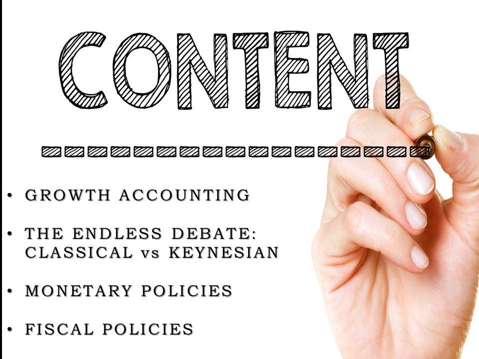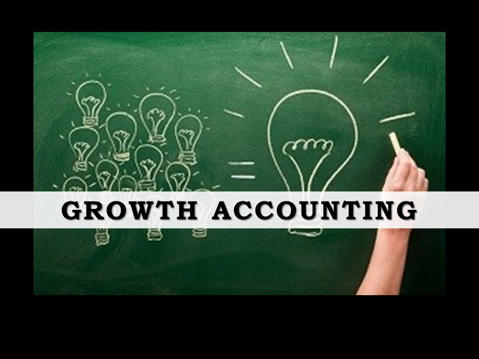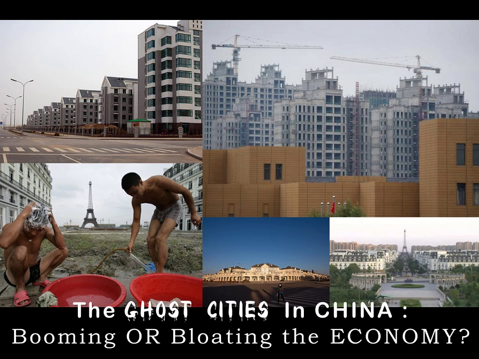Let's start with global accounting. Global accounting is basically measuring the economy and analyzing different factors that contribute to the growth of the economy. To better develop our understanding of growth accounting, we'll consider the case of the ghost cities in China and China's rationale behind building those ghost cities. Over the past few years, China has been building these ghost cities throughout their landscape, and in these cities, actually no one lives.